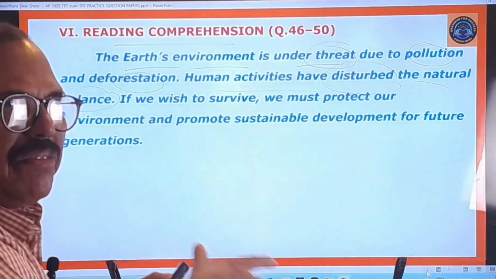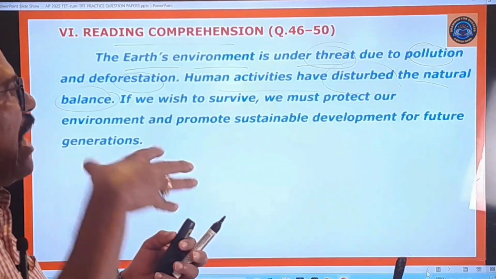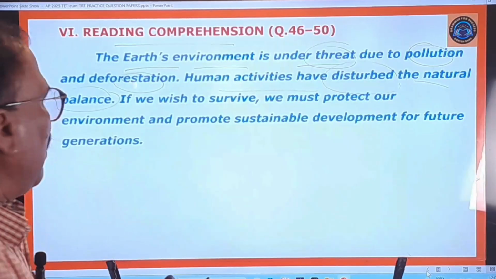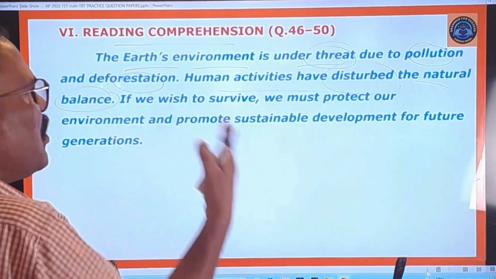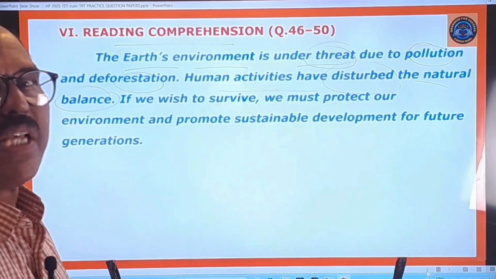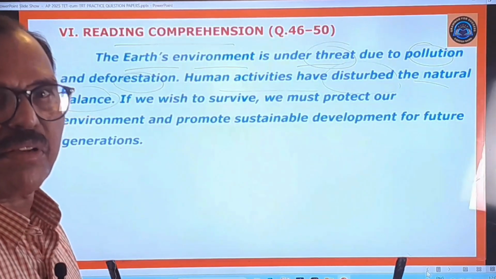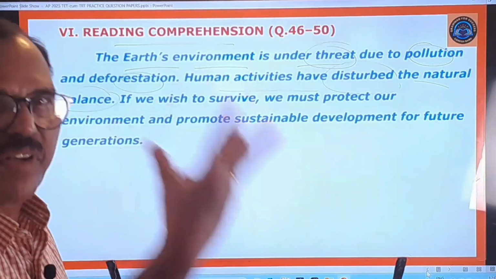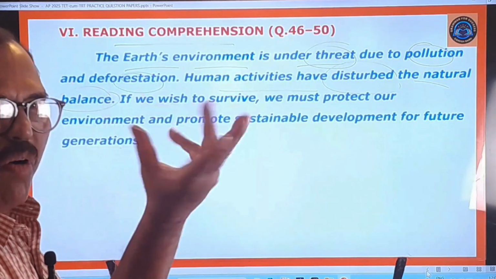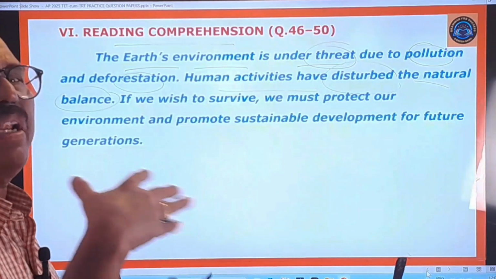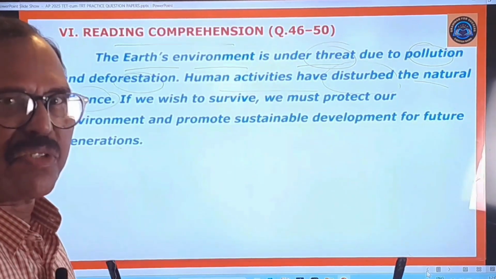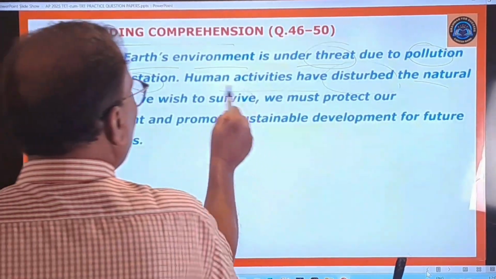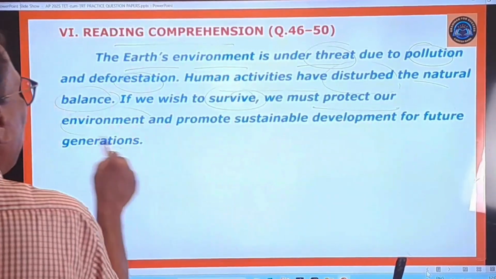Because of these activities, what is happening? The natural balance is being disturbed, and because of this natural imbalance, what is happening? Heavy rains are coming. Okay, heavy floods, unexpected rains, and global warming, all kinds of unexpected bad things are happening in this world. Okay, and here, if we wish to survive, we must protect our environment.